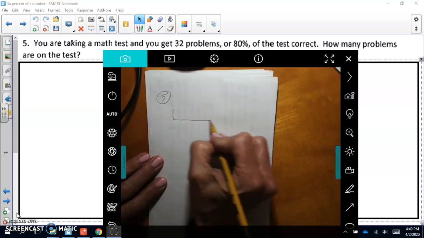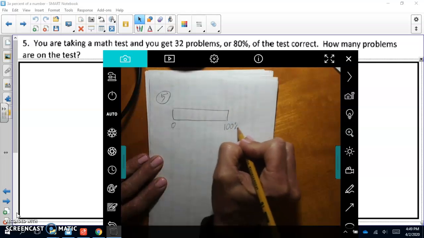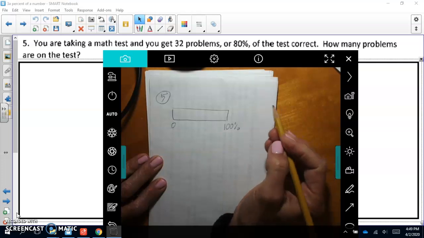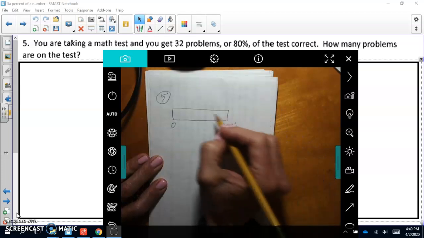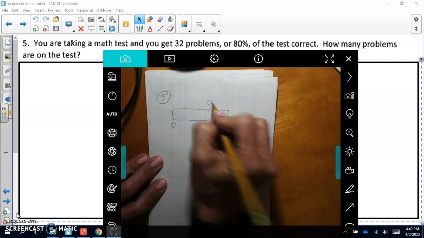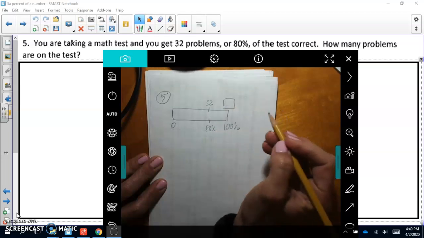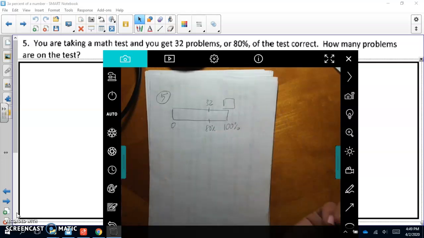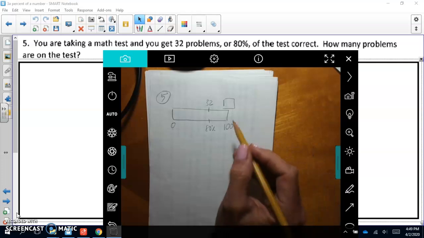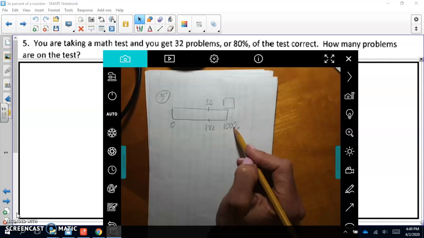Well, let's draw a percent box. 0 to 100%. And we know that we got 32 problems or 80% correct. 32. How many problems are on the test? So we do not know. That's our question right here. How many problems are on the test? So we want to look here at what we know and figure out what we don't know.